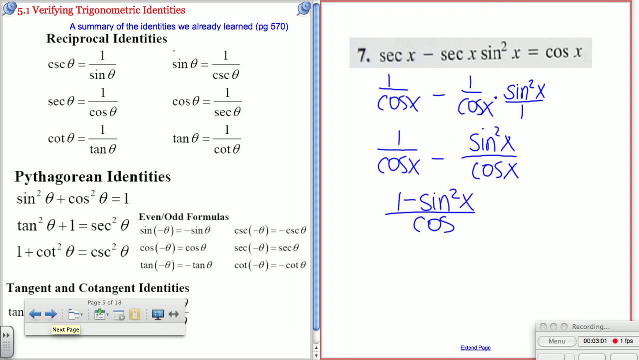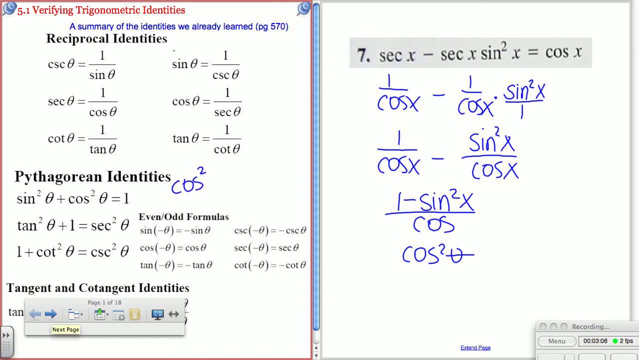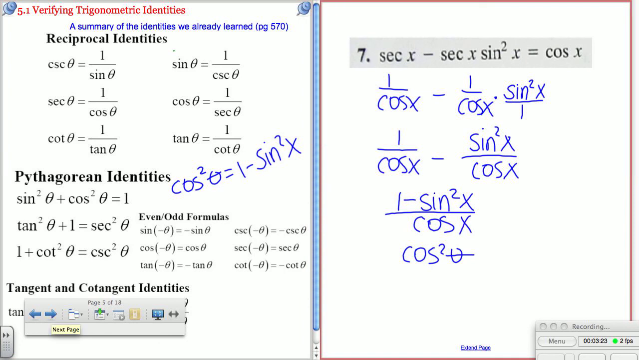Now 1 minus sine squared with Pythagorean identities equals cosine squared if you subtract sine squared from both sides. That's where you get that 1 minus sine squared equaling cosine squared. So I have cosine squared x all over cosine x, I'm sorry. And one of those cosines is going to cancel, and I'm just going to be left with cosine x.